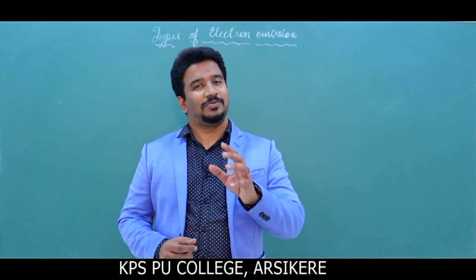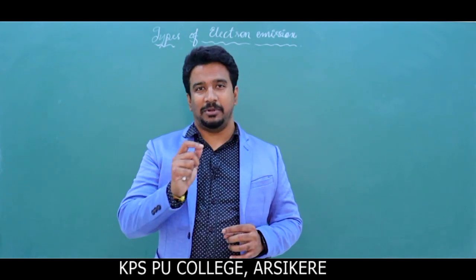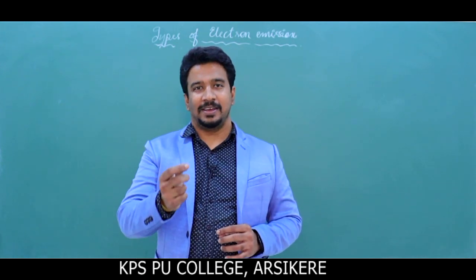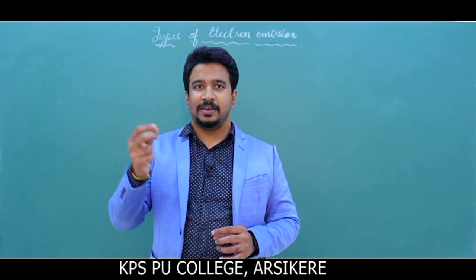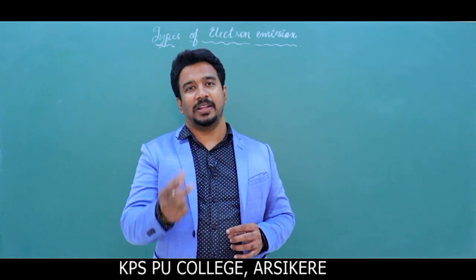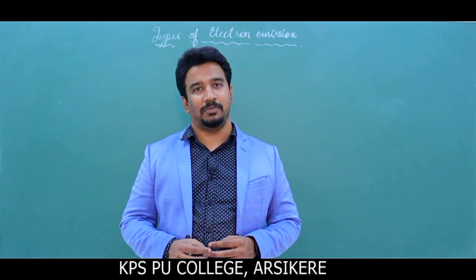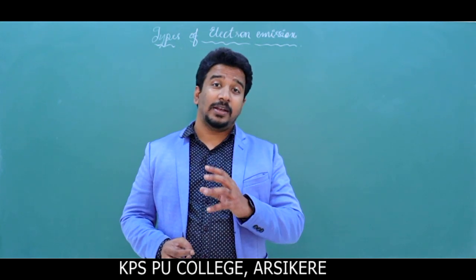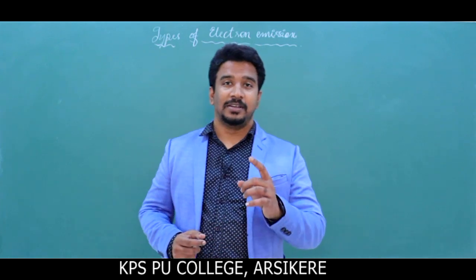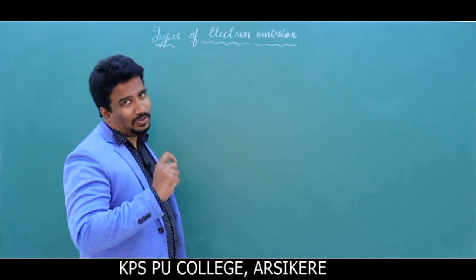In the previous class, we studied about electron emission. What is electron emission? Whenever we give energy to a metal, the free electrons escape from the surface. So that is what electron emission is. Now there are different types of electron emission. We are going to study what those types are.